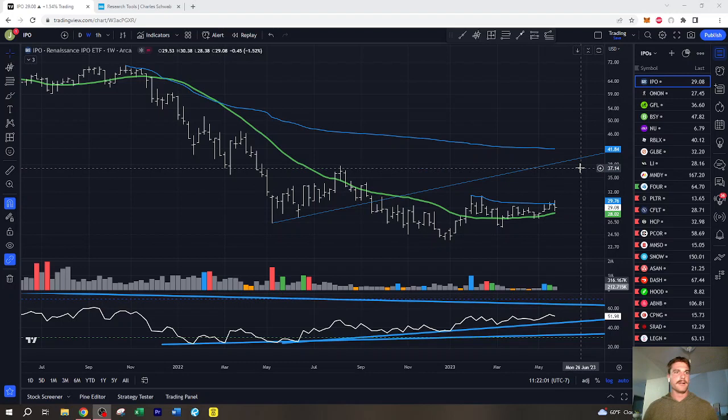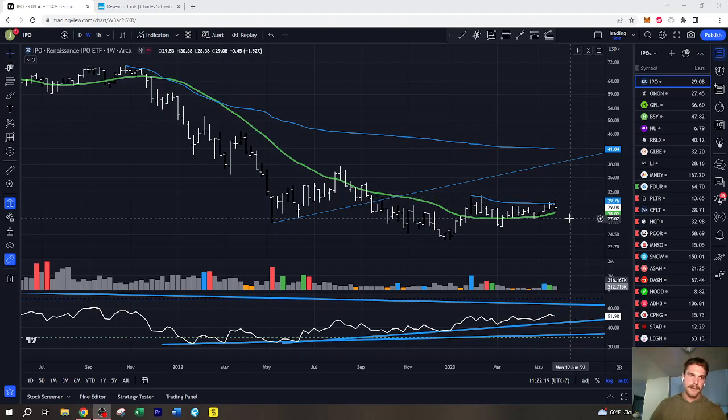So what we're looking at here is the Renaissance IPO ETF. It's the barometer for the IPO market. It's a market cap weighted ETF, meaning that each individual component is weighted based off its market cap, and it's not equally weighted, meaning that each individual component has an equal amount of weighting within the ETF.